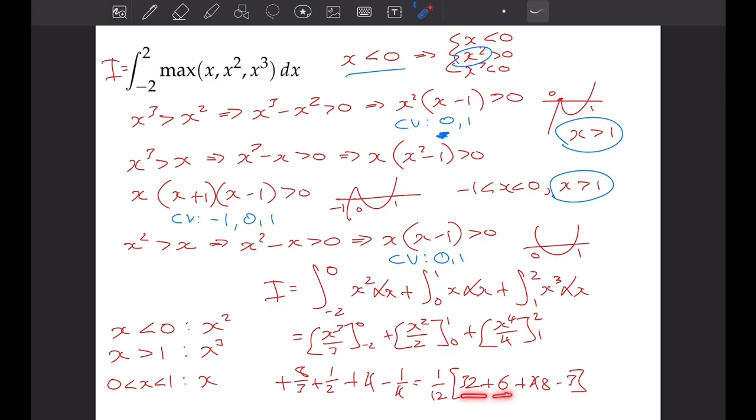Last step then, adding all these numbers up. 32 and a 6 is 38. Add a 4 is 78. Add the 8 is 86. Take a 3 is 83. So our final answer will be 83 over 12.